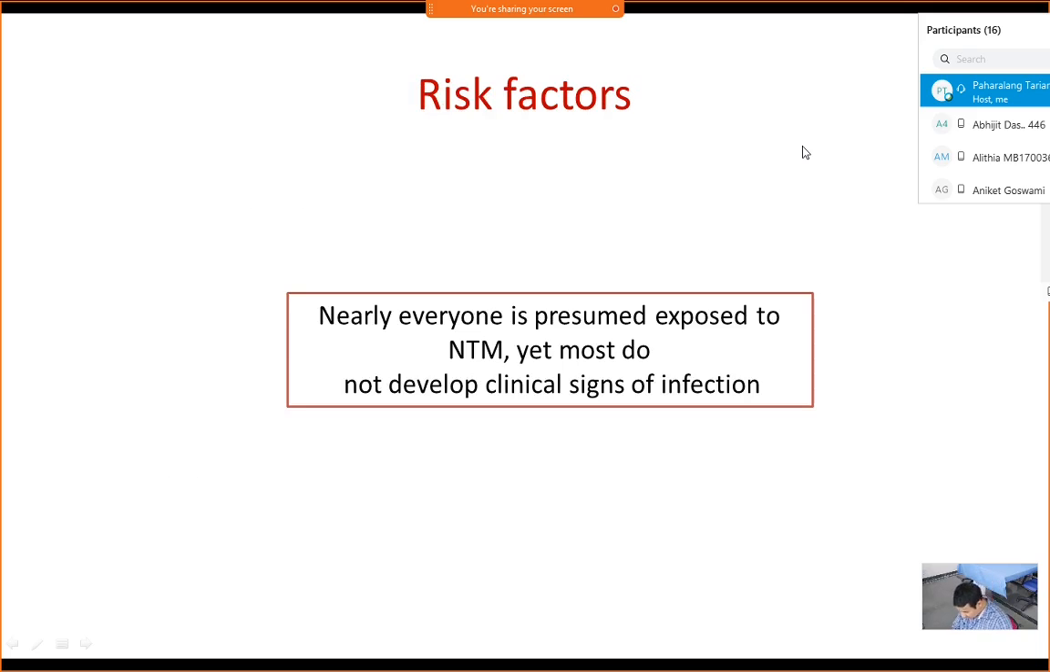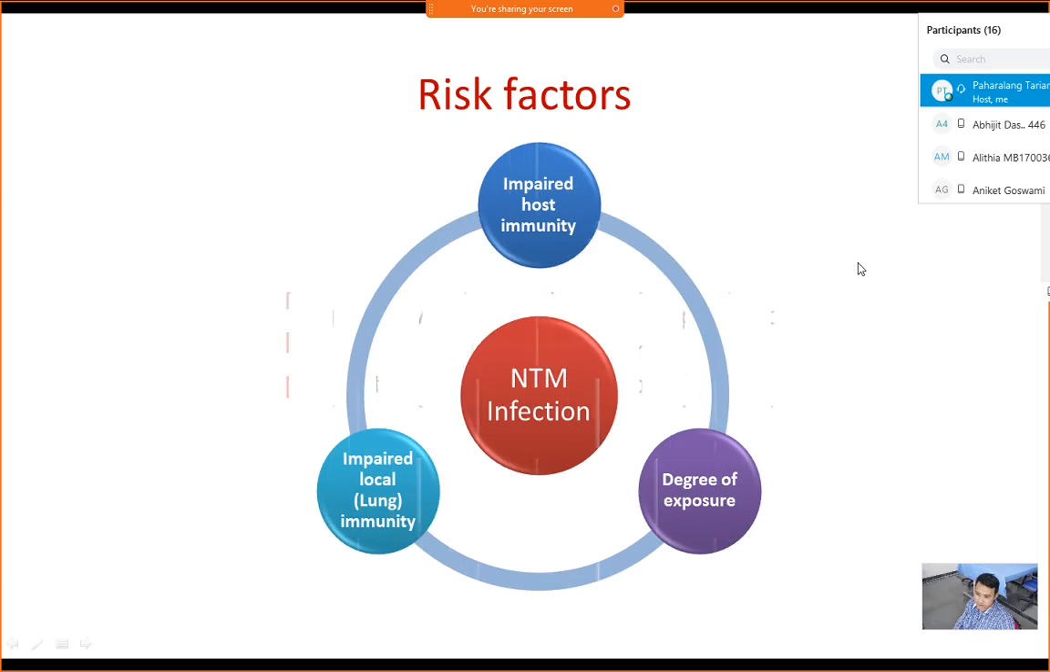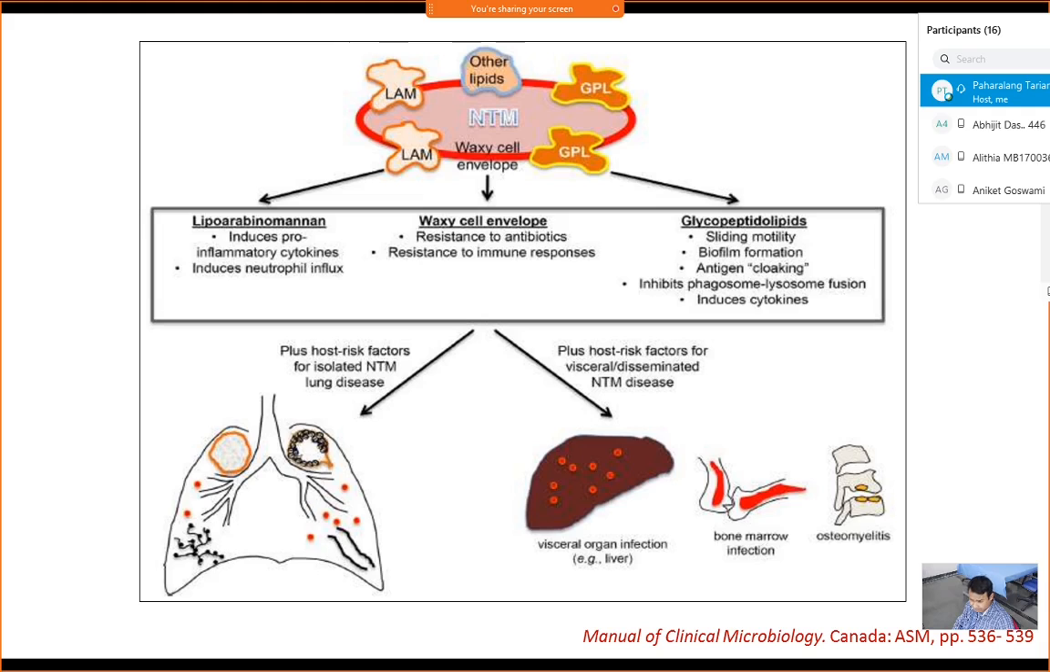Risk factors. Now, since they are ubiquitous, everyone is presumed to be exposed to NTM. But most of us do not develop any significant signs of infection. So, who are the ones that develop infection due to NTM? For a person to develop clinically apparent signs and symptoms of NTM requires a distinct interaction between the host, the environment, and also the mycobacteria.